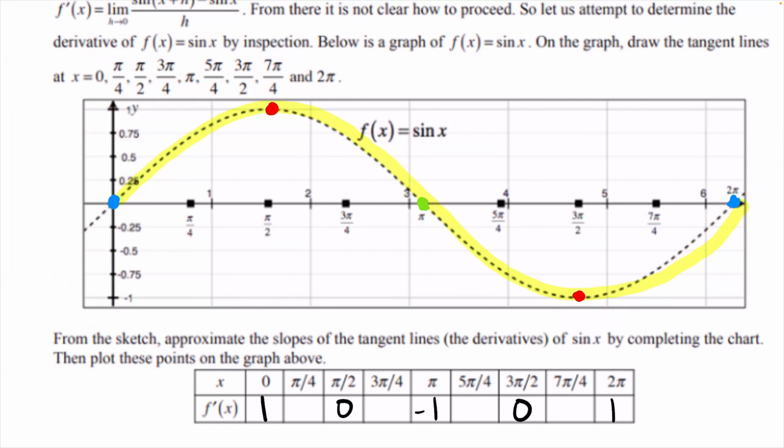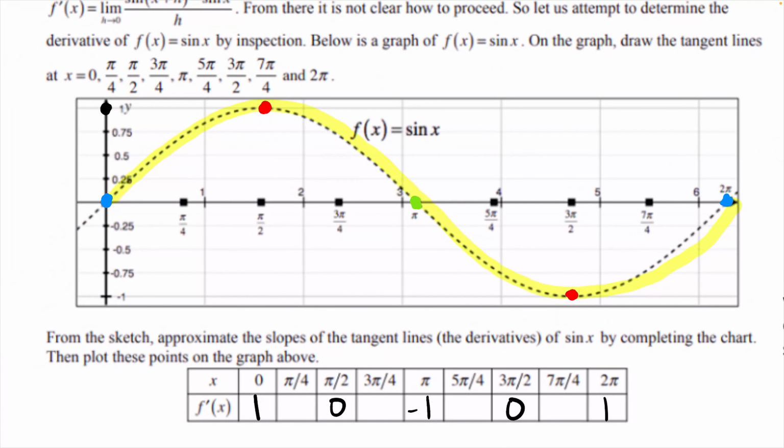So I'm going to make 5 dots on this graph, on top of the same graph. The first one is at 0, 1, right? So at 0, 1, it's up here. The next one I have is pi over 2, 0. The next one is pi, -1. The next one is 3 pi over 2, 0. And the last one is 2 pi, 1.